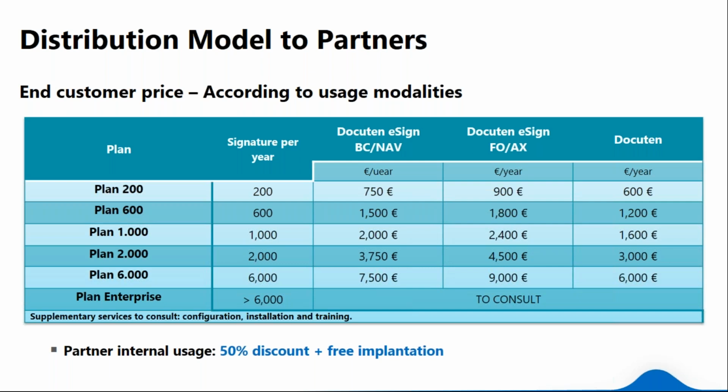You can see there are 3 columns depending on the usage: Business Central NAV, Finance, and Docuten, which is the standalone, the web usage. Very interesting. You as a partner can use Docuten internally with a 50% discount from that licensing, and also the implementation is totally free. Innova will help you to implement it and train your users so that you can, for example, sign your sales quotes with your customers, and that is also an additional reason for the end customer to buy Docuten. They will experience the solution before purchasing, so that is very good for the distribution part as well.